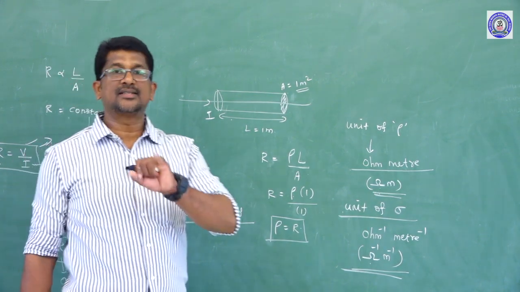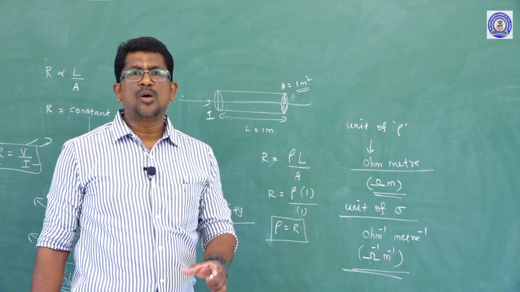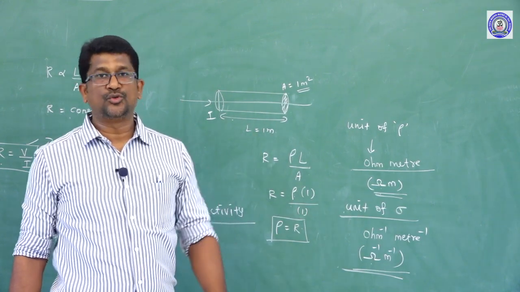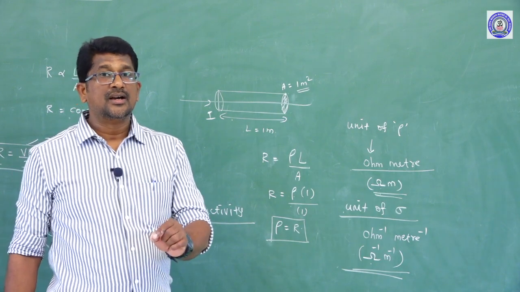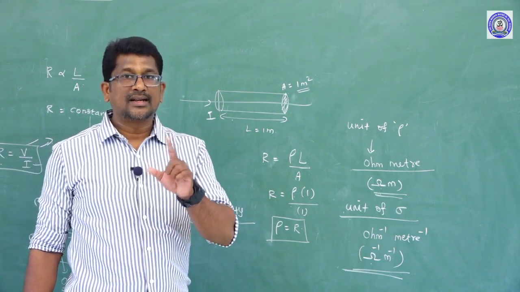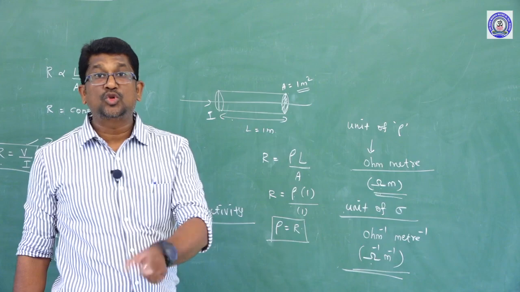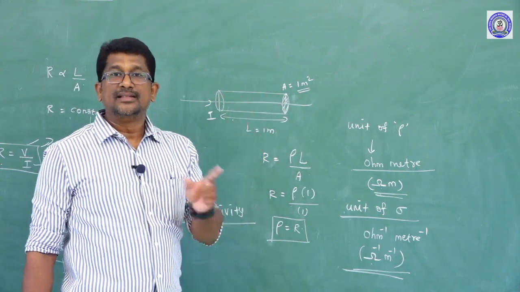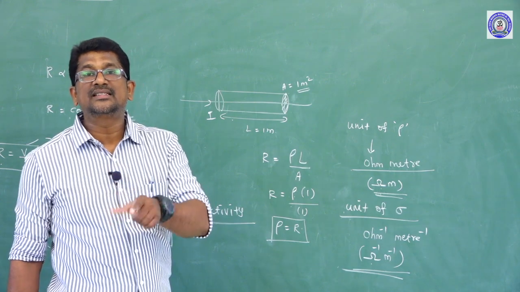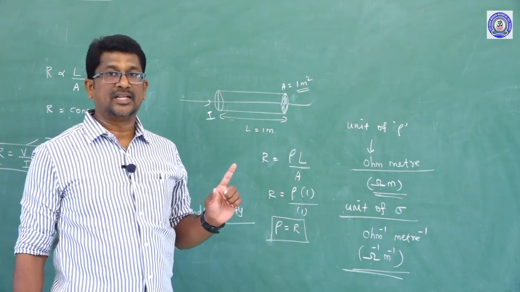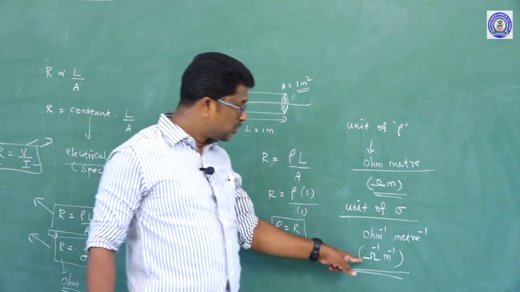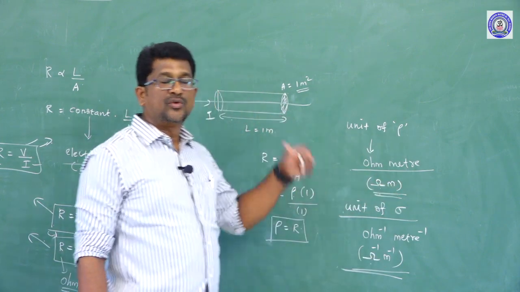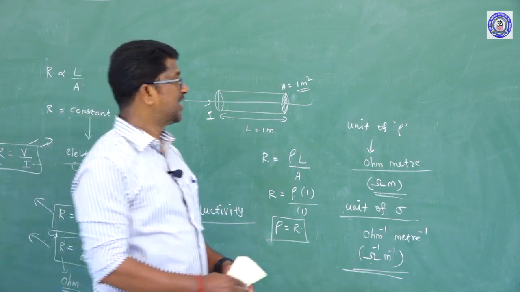So resistance is defined as the ratio of potential difference between the two ends of the conductor to the current flowing through the conductor. Resistivity is the resistance offered by the conductor to the current flow having unit length and unit area of cross section. The reciprocal of electrical resistivity is called electrical conductivity. The electrical conductivity unit is ohm inverse meter inverse, the electrical resistivity unit is ohm meter, and the unit of resistance is ohm, right.